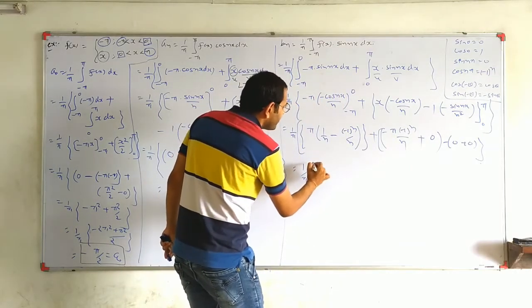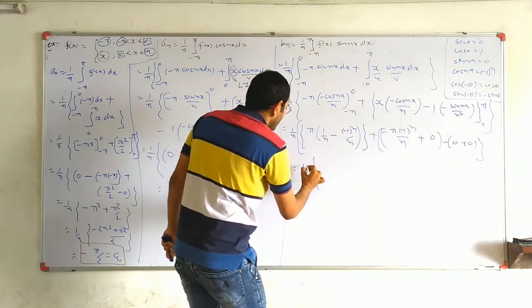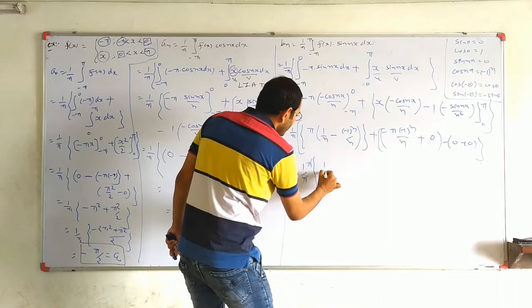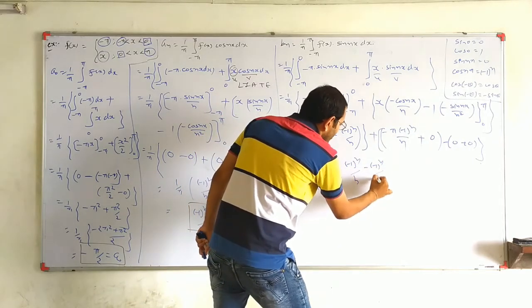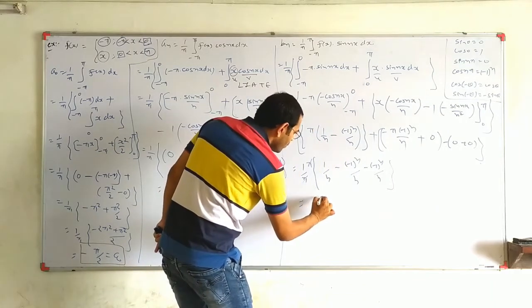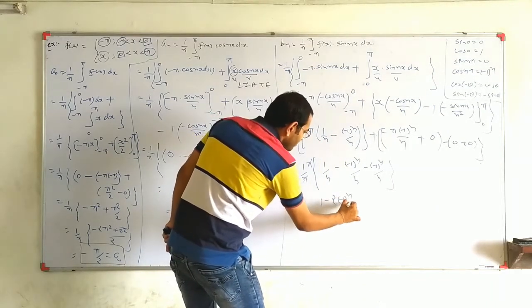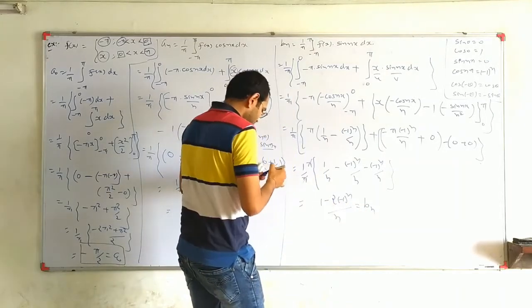Then we get 1 upon pi, here pi is common, then cancels out. Then 1 upon n, minus 1 raised to n upon n, again minus 1 raised to n upon n, which is also common, then we get 1 minus twice minus 1 raised to n upon n, that is the value of bn.